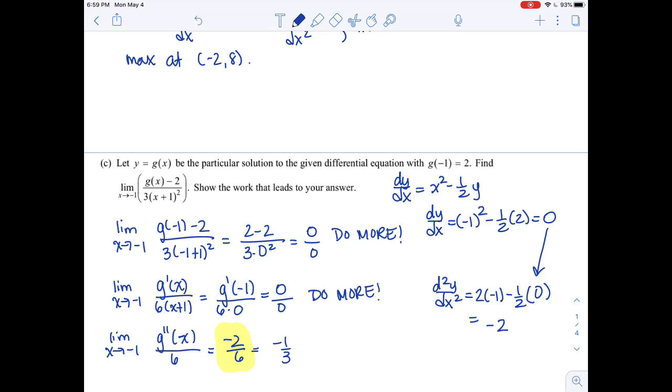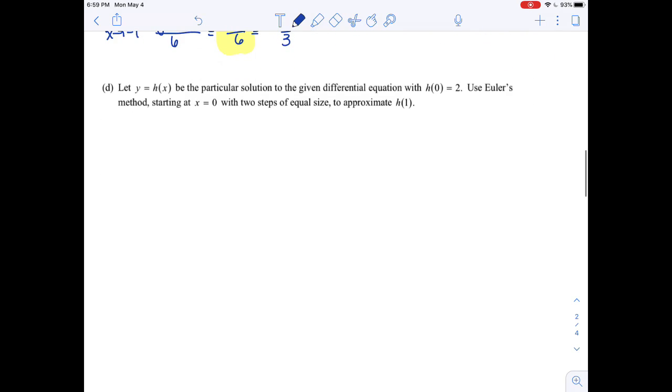In fact, don't even bother with the -1/3. Leave it as -2 over 6. As I mentioned before, unsimplified is better, because they fully accept it, and then you don't have to worry about making any mistakes. This last question is asking us to use Euler's method, whichever way you want to put it, with 2 steps of equal size.